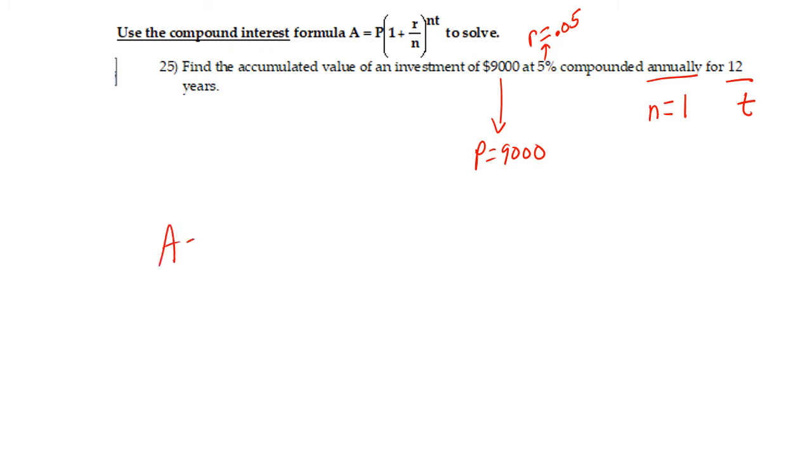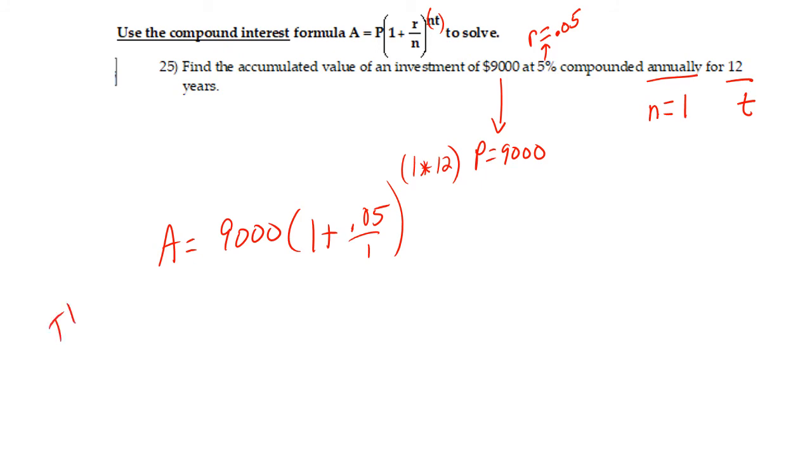So I will substitute in 9,000, 1 plus 0.05 divided by the 1 annually. And I normally put my N and T in parentheses because I like to use a calculator, and the calculator needs that second set of parentheses to calculate this properly. The N is 1, and then I multiply by the T, which is 12. I basically just type this into my calculator.